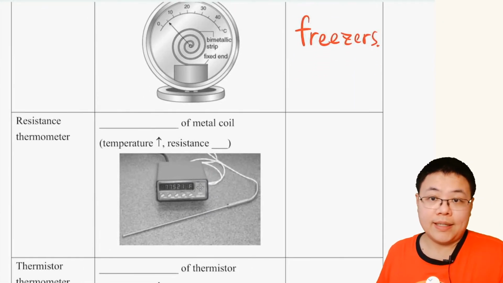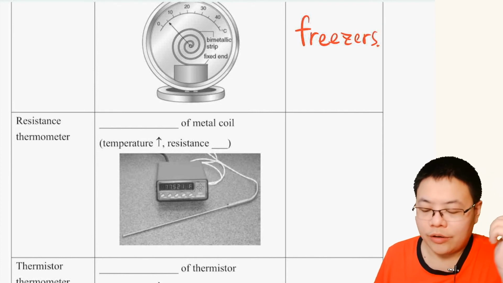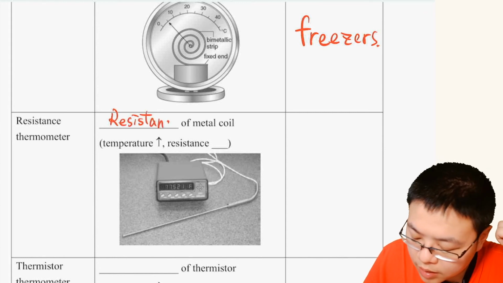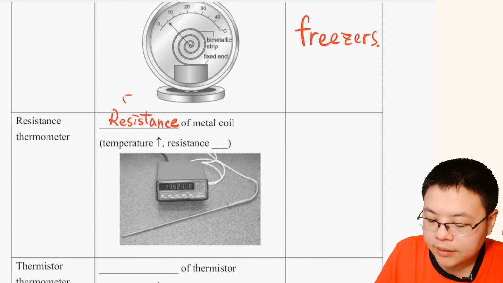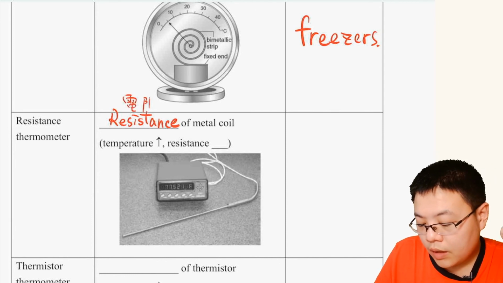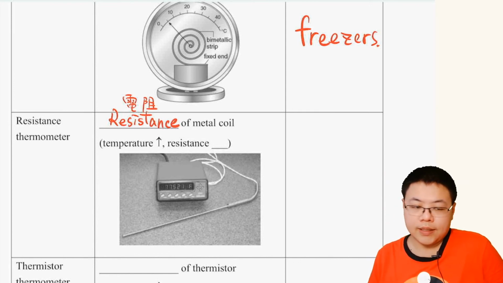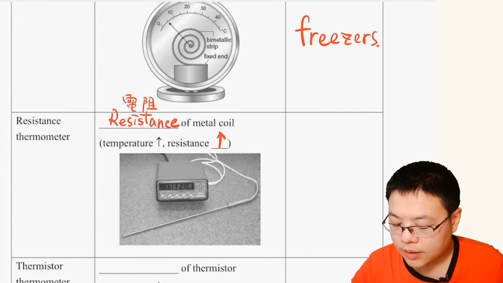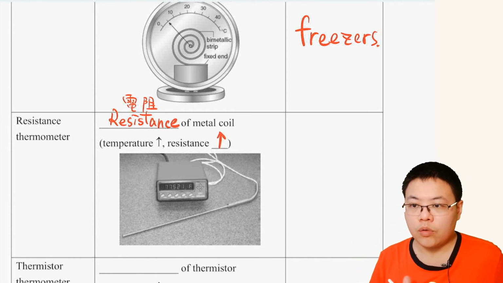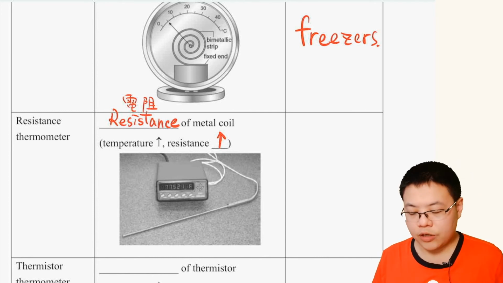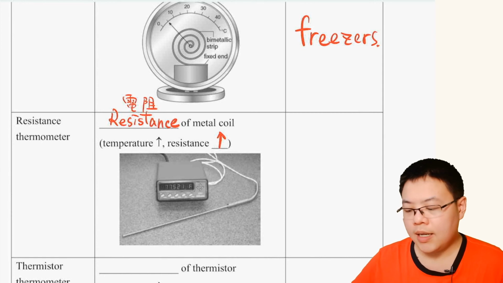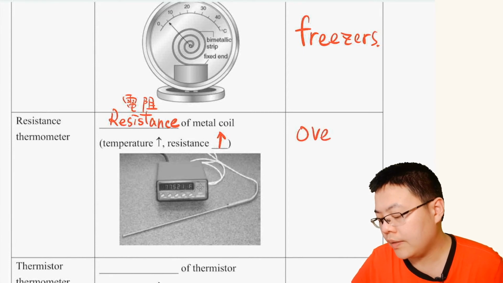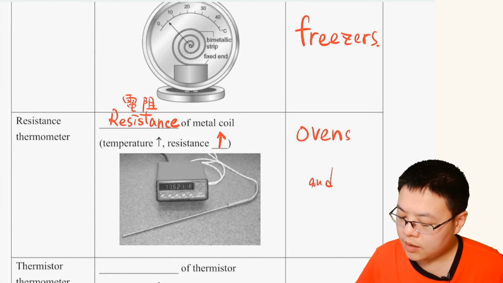Next, resistance thermometer. And by the name, you can already tell what is the physical property we are making use of. It is the resistance of a metal coil. That is 電阻. You have learned that in Form 2 already. And the relationship between them is they will increase together. When it is hot, the resistance increases. So based on the relationship, the measurement, we can tell how hot it is. And the application is oven and car engine. Okay, ovens and car engine.